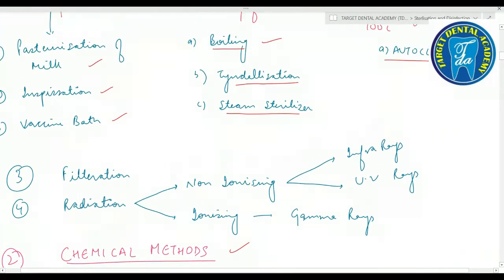Third method is filtration. Fourth one is radiation, where we have two types: the non-ionizing radiation, which again consists of infrared rays and ultraviolet rays, and the ionizing radiation, which consists of gamma rays. So this is all about the physical methods.